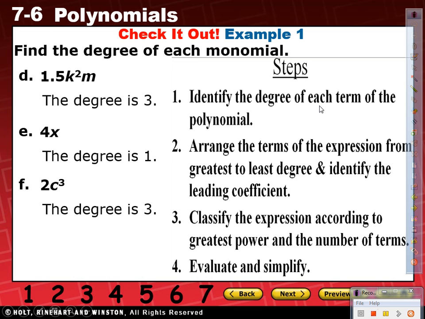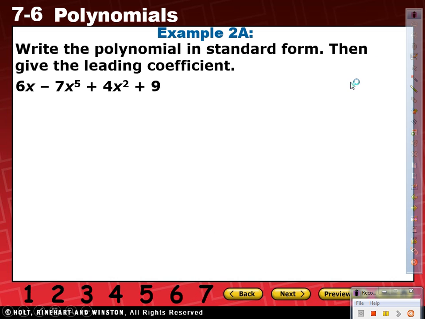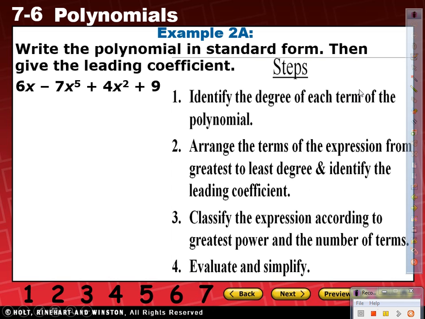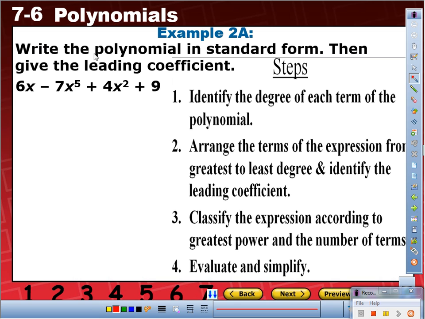So, look at step 1 of the note. Step 1 says, identify the degree of each term of the polynomial. Right now I showed you how to find the degree of a monomial. Now let me show you how to find the degree of a polynomial. Here you go. For this next part, pens down, writing utensils down, eyes up here. Okay, focus please. Here we go. First things first, they give me a polynomial and it says, write the polynomial in standard form, then give the leading coefficient. I'll tell you all those pieces once I do the first step.